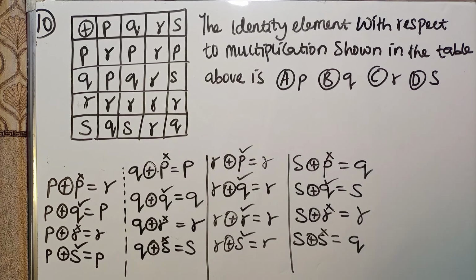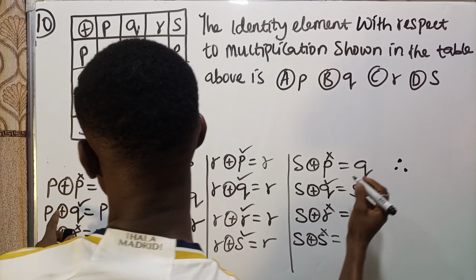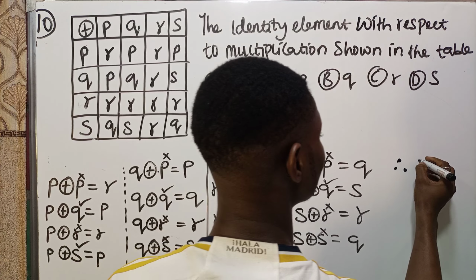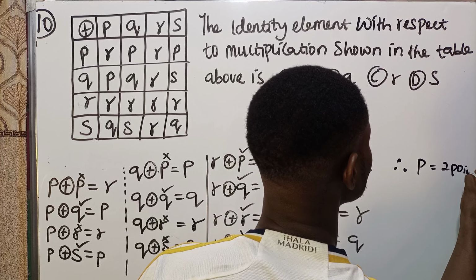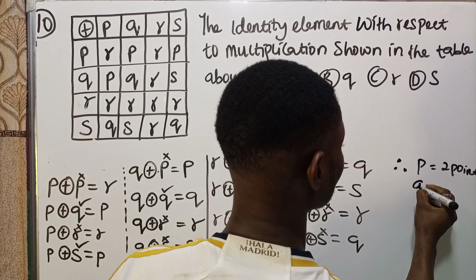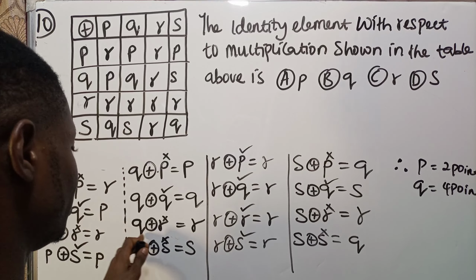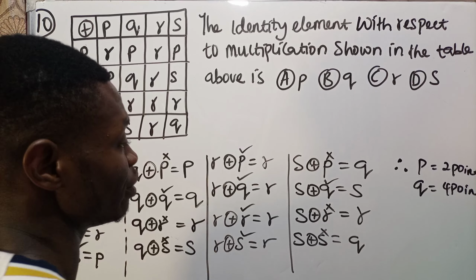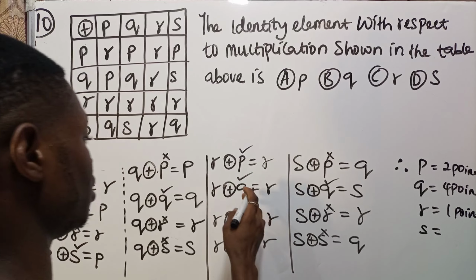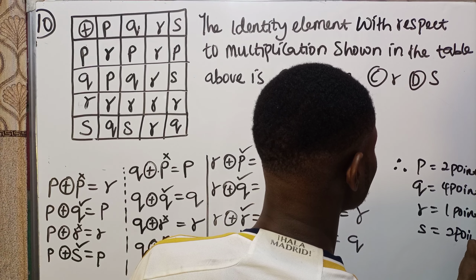So now with all these things we've seen, P got how many points? One, two. Only 2 points. Now, Q got how many points? One, two, three, four. Q got 4 points. Now, R got how many points? Only 1 point. S got how many points? One, two. S got 2 points.